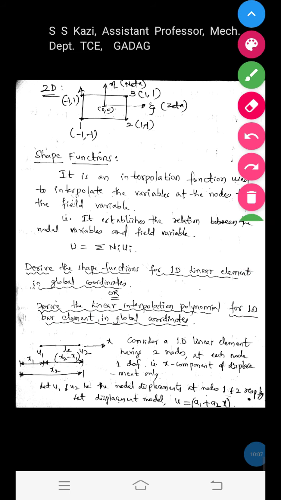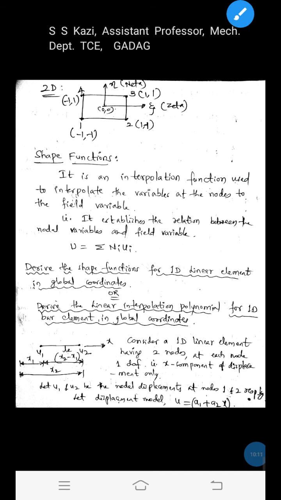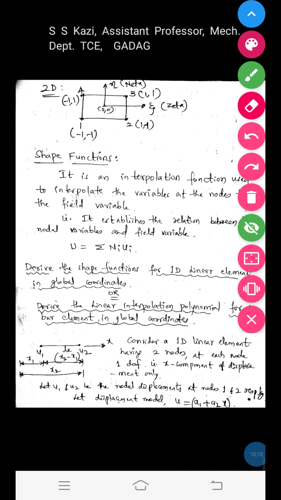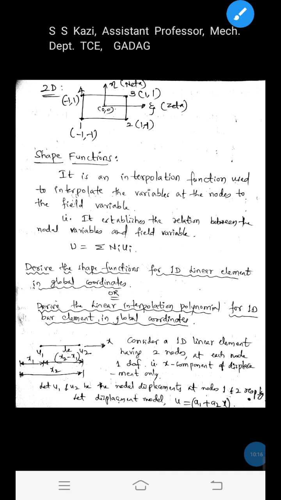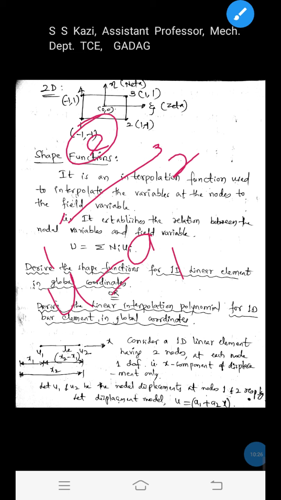Now let us assume a displacement model. We have already discussed this in the first module of the finite element method. For a one dimensional linear element having two nodes, the displacement function can be written as a1 plus a2x. The order of the polynomial will be 1.